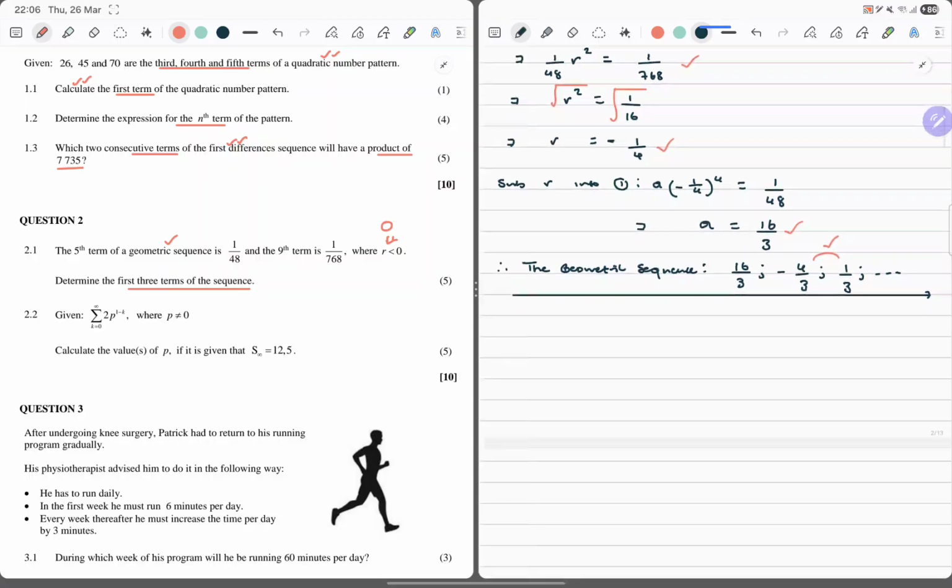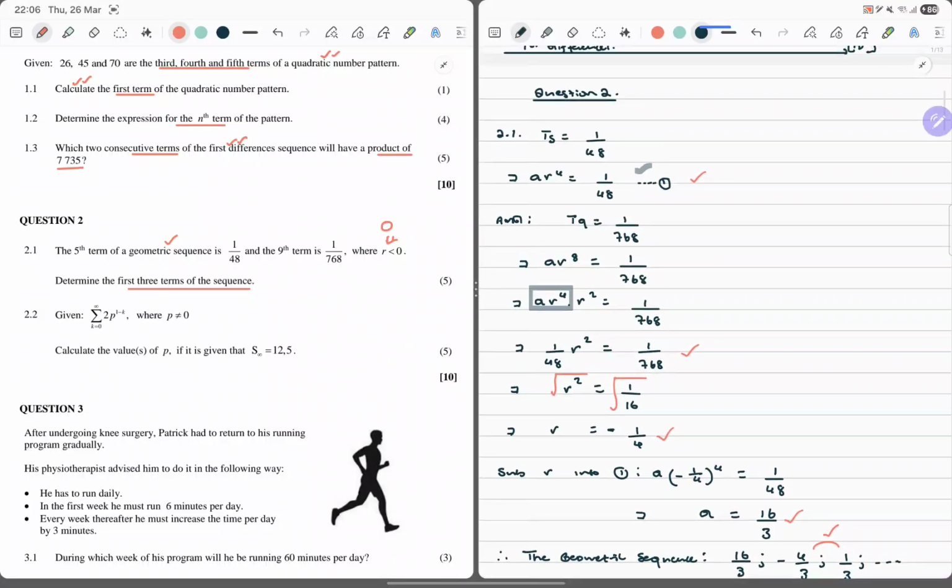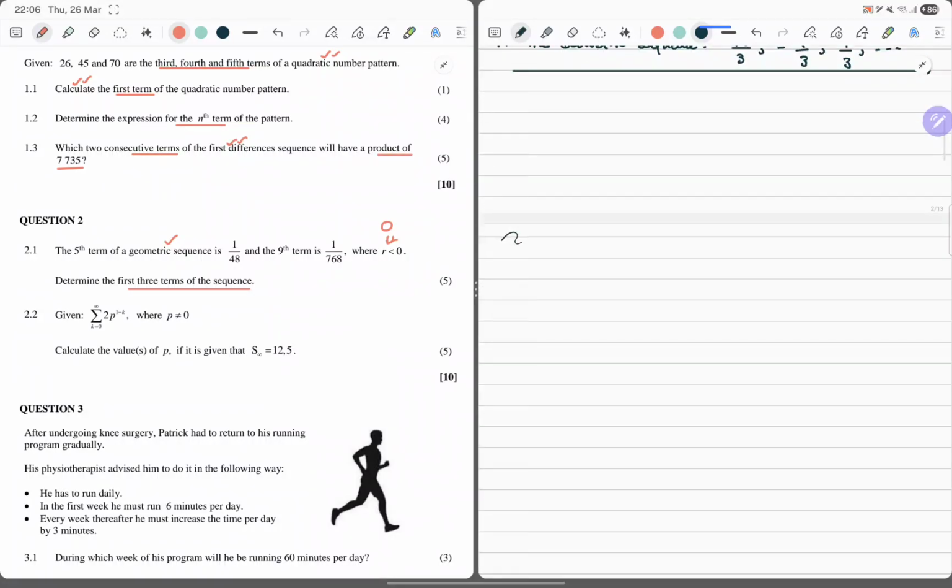Next question is 2.2. 2.2 says we've got a sigma of 2p to the exponent 1 minus k, starting from 0 to infinity, where p is not equal to 0. And we need to find the values of p if it is given that the sum to infinity is 12,5. Okay, so that's not a problem.